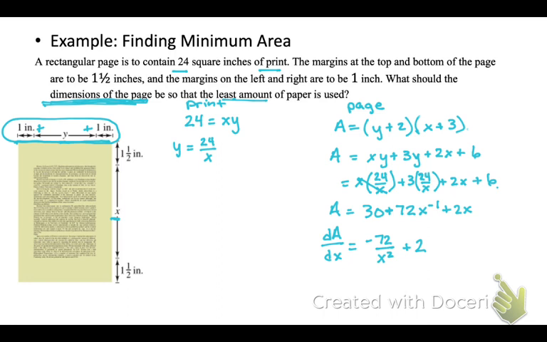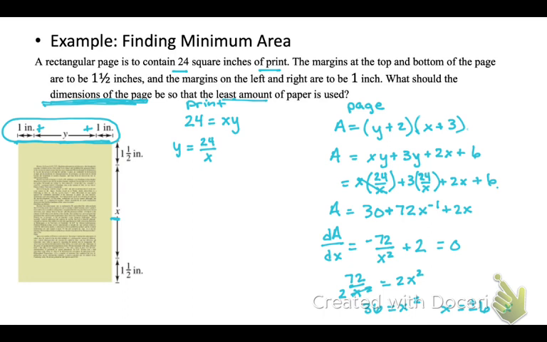So I have my derivative now. So I set it equal to 0. So I'm going to add 72 over x squared over. And then what? And then multiply by x squared. And then divide by 2. So you get 36 equals x squared. Take the square root. So x equals plus or minus 6.